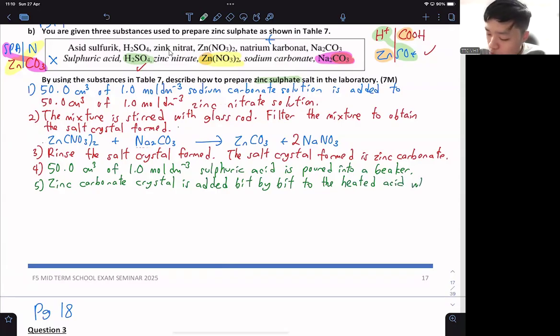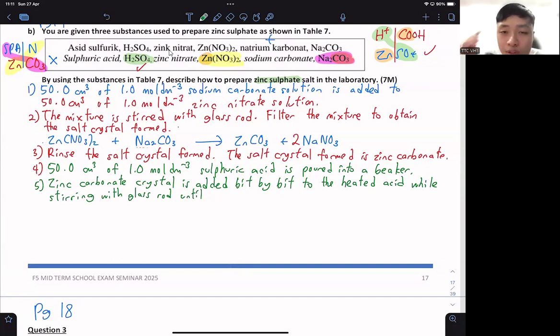Also need to stir. While stirring, use your glass rod to stir. Okay, stirring with glass rod, stirring with glass rod until, remember you pour until one point where you stop. Until the powder cannot dissolve anymore.